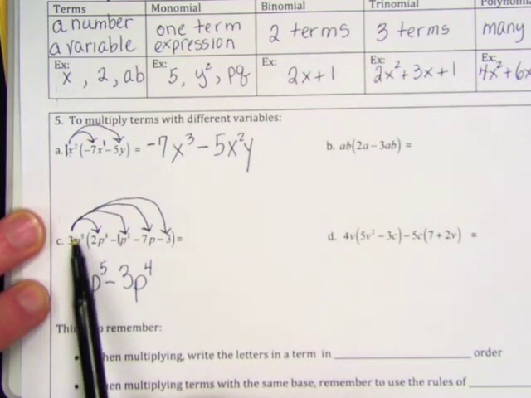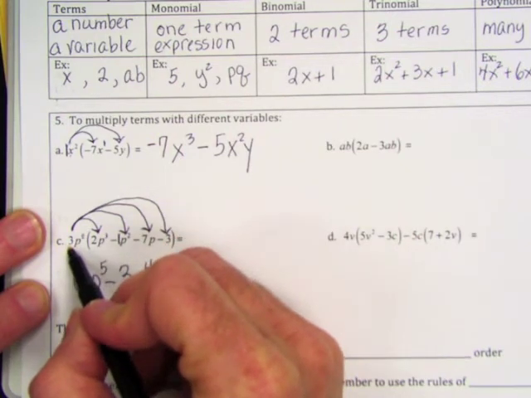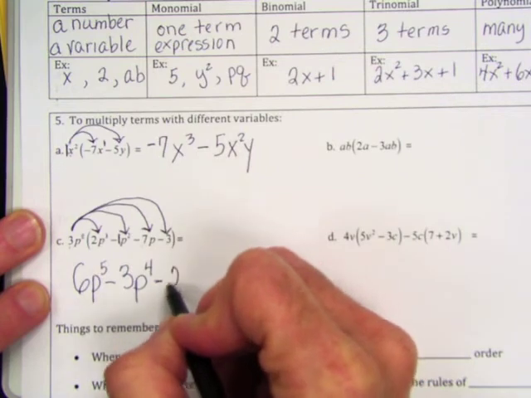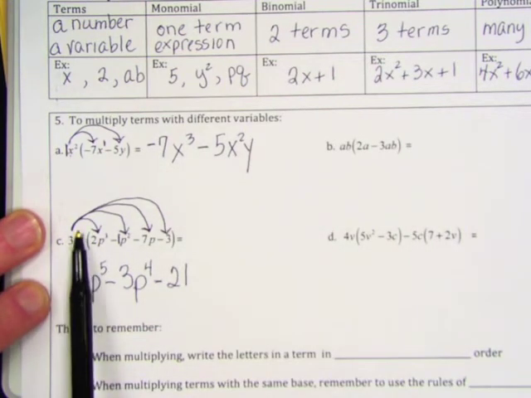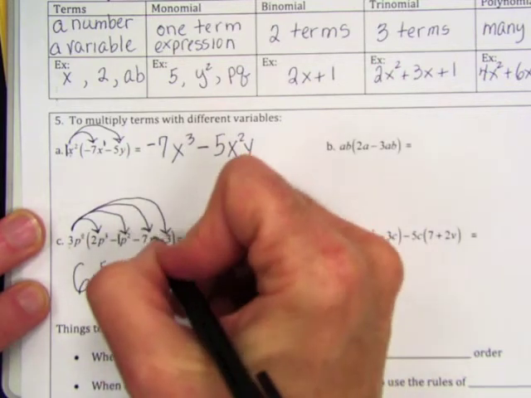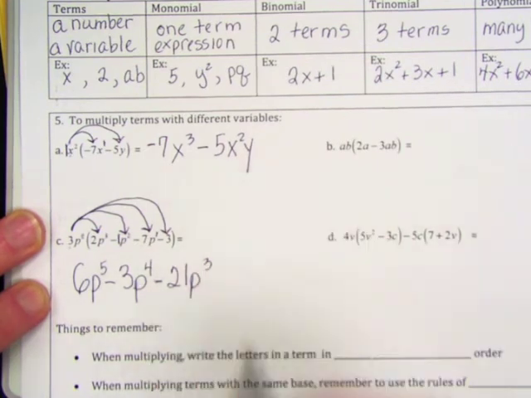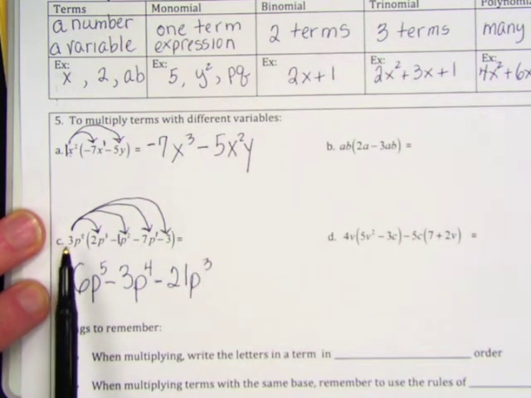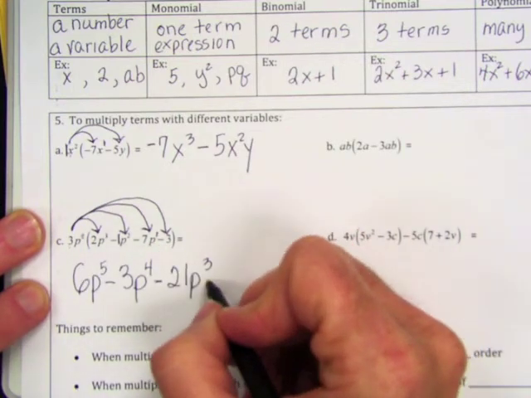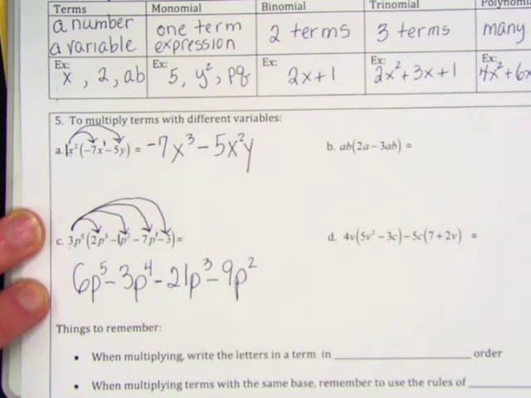Then we're going to multiply 3p squared times the 3rd term. And again, that's going to be 3 multiplying negative 7, which is going to be a negative 21. P squared times p, 2 p's here, 1 more p here, adding the exponents, that's p cubed. And then our final multiplication will be 3p squared times a negative 3, which is a negative 9p squared.